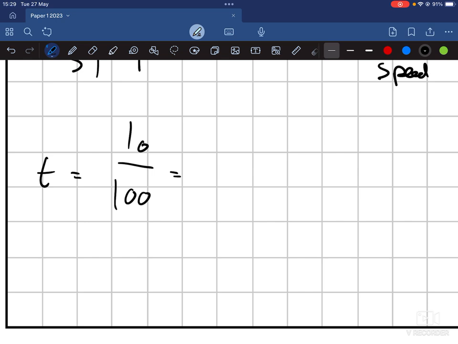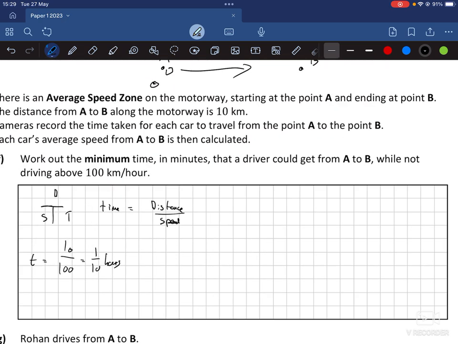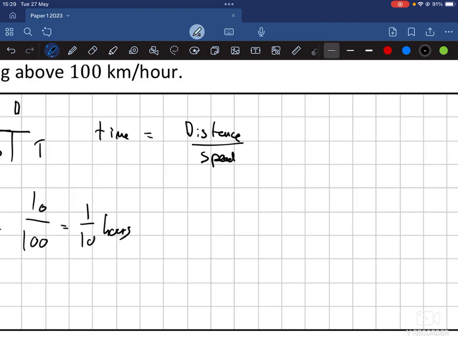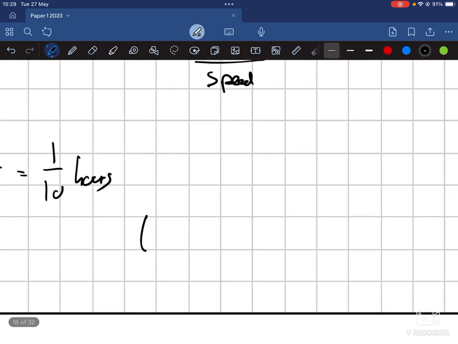So that's going to give us 1 over 10. Oh no, sorry, 1 over 10 hours, but they want it in minutes. So what you do is you multiply it by 60. That's how you convert hours to minutes. You just multiply it by 60. So if you think about it, 10% of an hour is 6 minutes. So that's how you'd actually get the answer. So then t is 6 minutes.